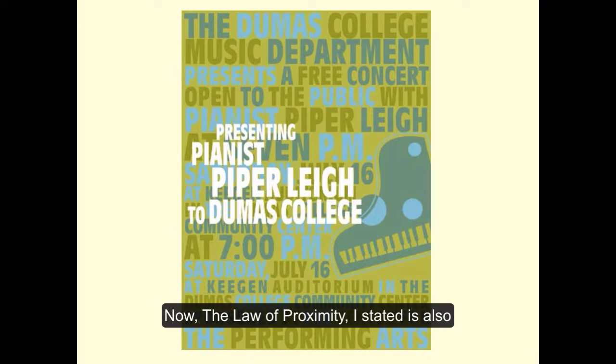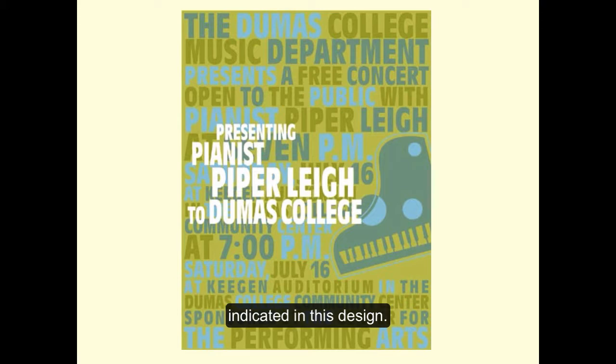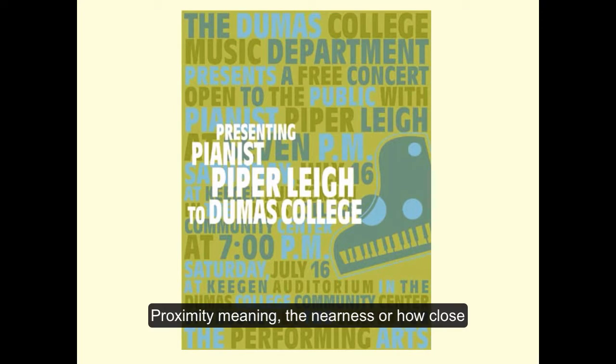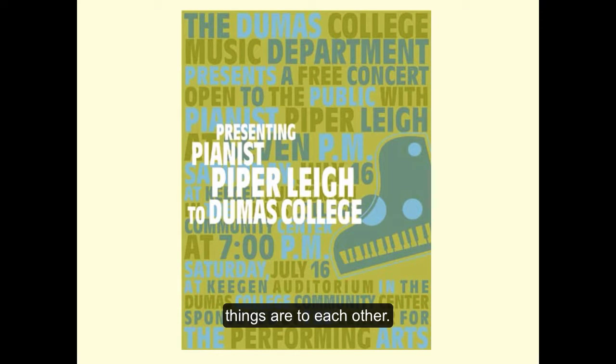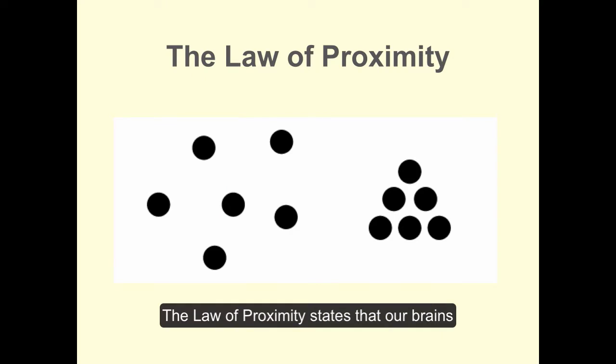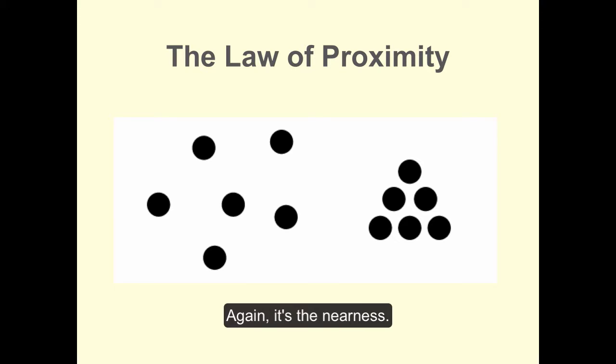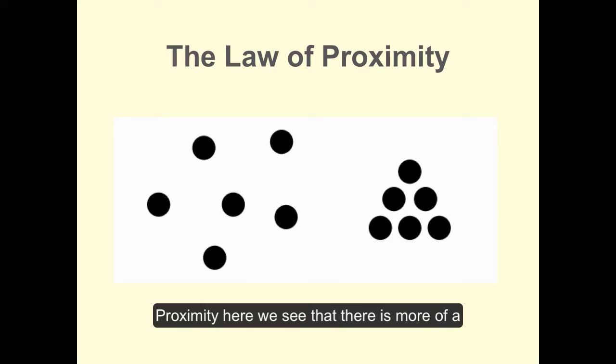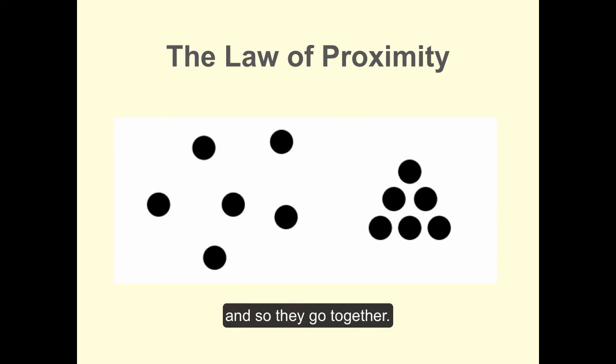Now, the law of proximity I stated is also indicated in this design. Proximity meaning the nearness, or how close things are to each other. So the law of proximity states that our brains group and associate objects that have locations near to each other. Again, it's the nearness. Here we see that there is more of a triangle on the right side because those circles seem to be close to each other, and so we're assuming that they are related, and so they go together.